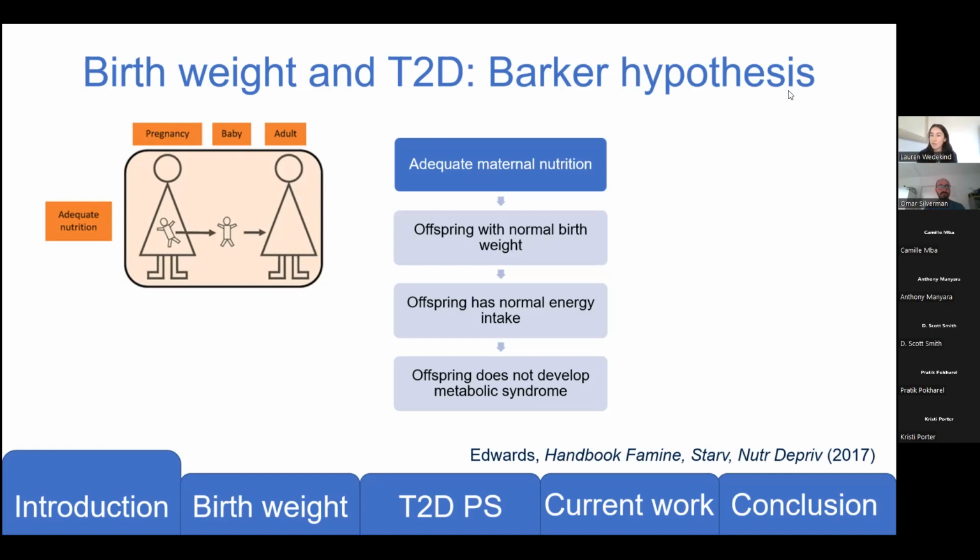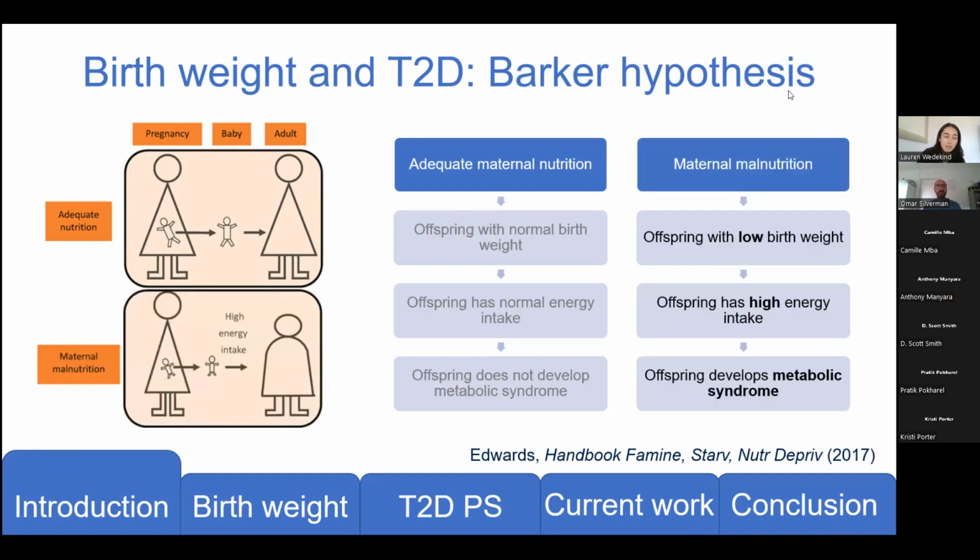This concept came about a few decades ago, and it tries to relate nutrition, basically in utero nutrition, mostly maternal nutrition, with early growth. If a fetus is exposed to a normal intrauterine environment, where they're exposed to the parent's nutrition at a normal amount, then they're likely going to have normal birth weight. Pretty standard. And then that offspring will more than likely have normal energy intake later, and less risk of metabolic syndrome. That's what the hypothesis said.